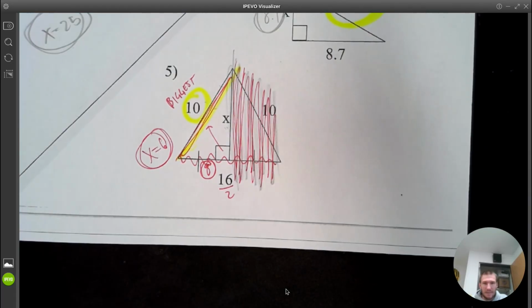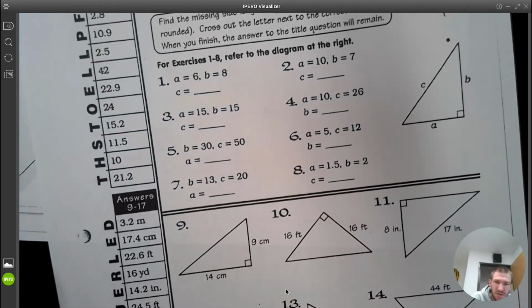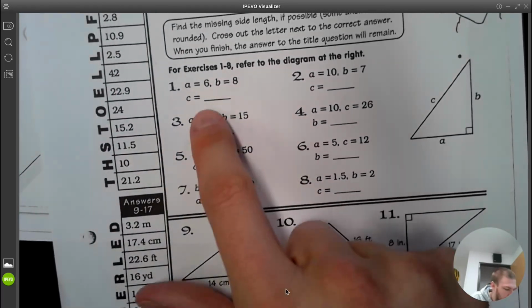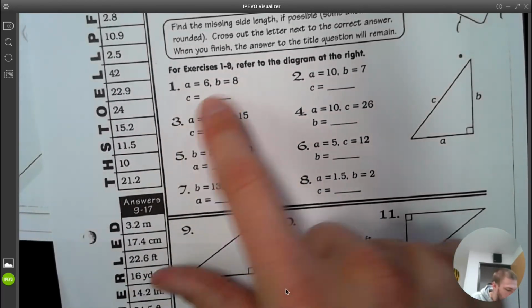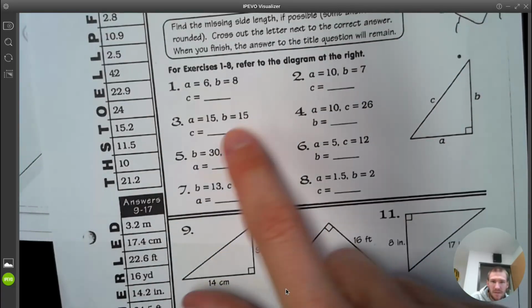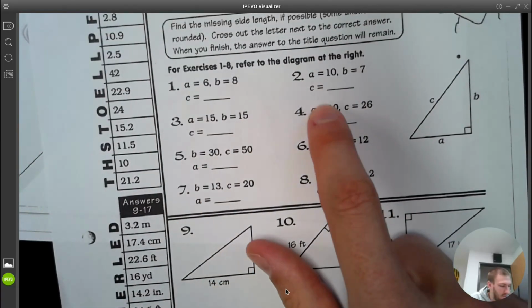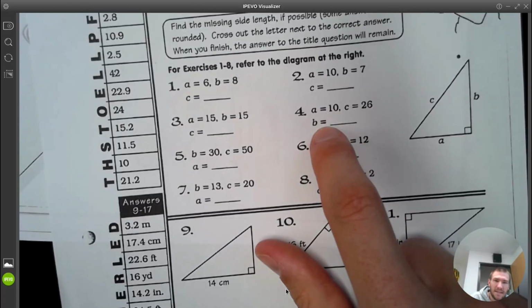All right, that's the notes. It's pretty straightforward. We're just using Desmos. Here's the classwork. Turn in your notes and you'll get the classwork. Here we have A, B, what is C? A, B, what is C? A, B, what is C? A, B, what is... Now this one says A, C, what is B?